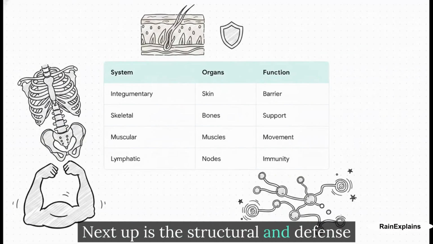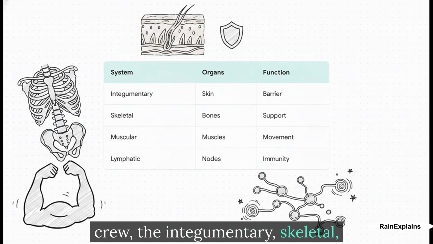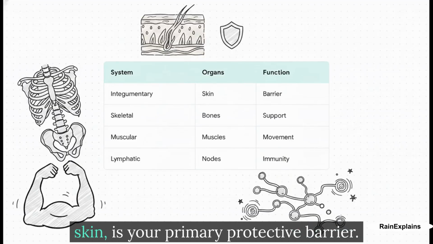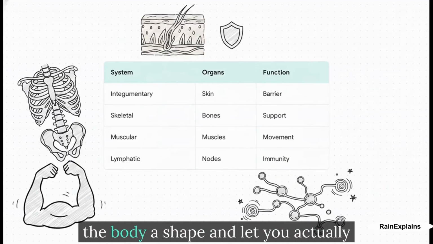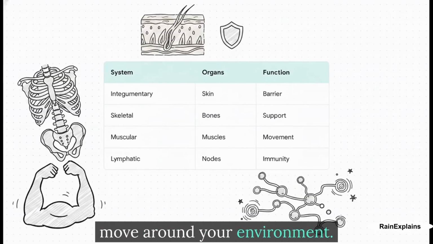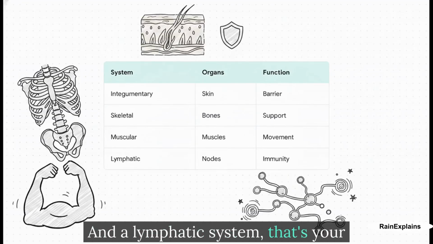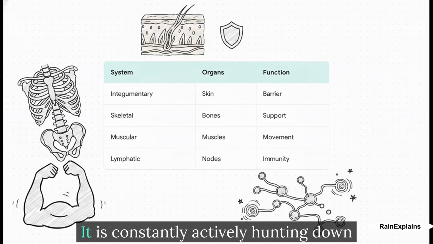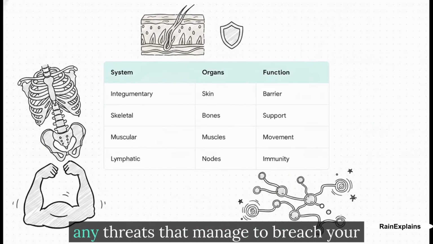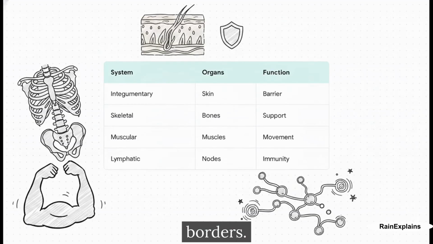Next up is the structural and defense crew, the integumentary, skeletal, muscular, and lymphatic systems. Your integumentary system, that's your skin, is your primary protective barrier. Your skeletal and muscular systems give the body its shape and let you actually move around your environment. And the lymphatic system? That's your immune surveillance network. It is constantly actively hunting down any threats that manage to breach your borders.